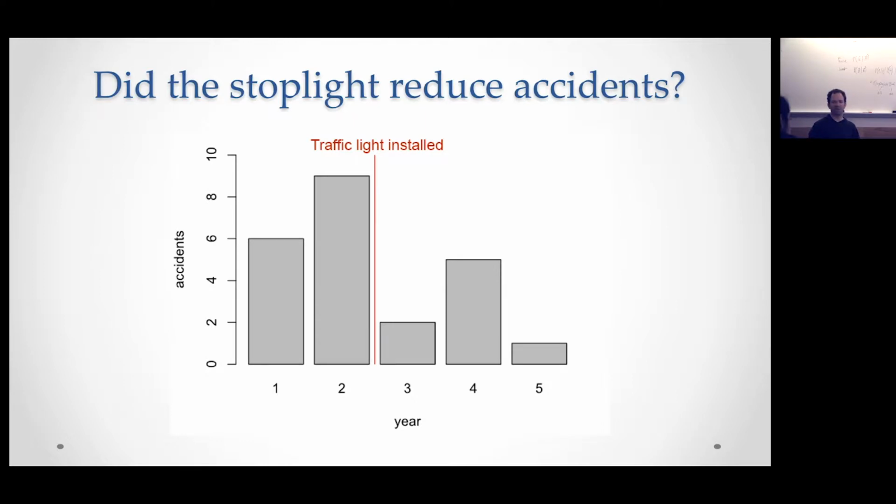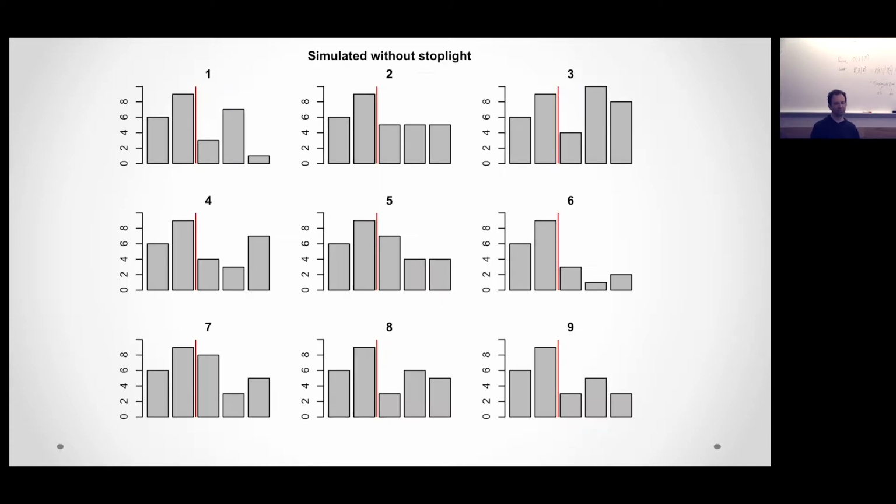You put a traffic light at an intersection and you ask, did it reduce accidents? So say you're looking at this chart and you're trying to write a story saying, did the traffic light work? Just looking at this data, what do you think? Did the traffic light work? Did it reduce the accidents? Maybe. Maybe, good answer.